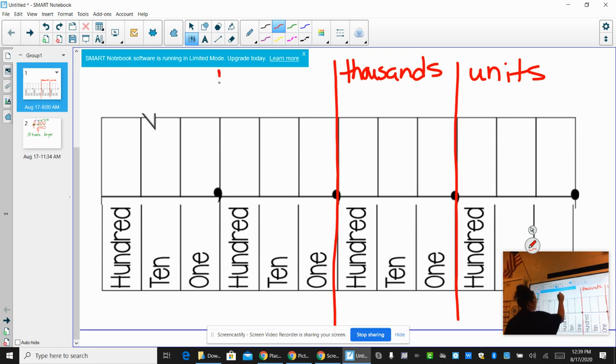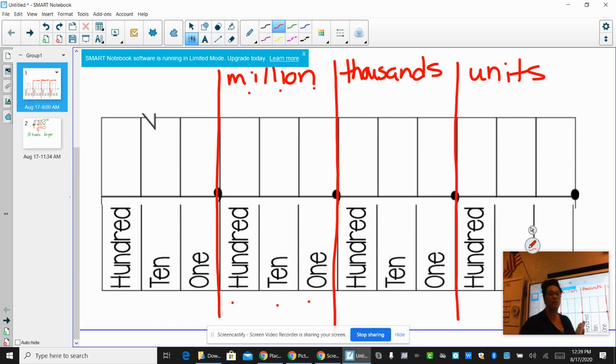And then our third group that we're going to talk about today is the millions period, where we can see we have 1 million, 10 million, and 100 millions place. So we're talking about the value of a digit.